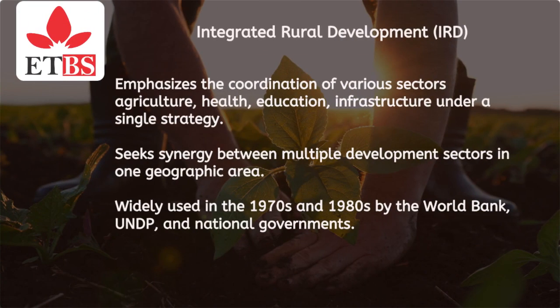2. Integrated Rural Development, IRD, emphasizes the coordination of various sectors: agriculture, health, education, infrastructure, under a single strategy, seeking synergy between multiple development sectors in one geographic area. Widely used in the 1970s and 1980s by the World Bank, UNDP, and national governments. Challenges: bureaucracy, coordination failure, lack of local ownership. Legacy: laid foundation for multi-sectoral interventions.